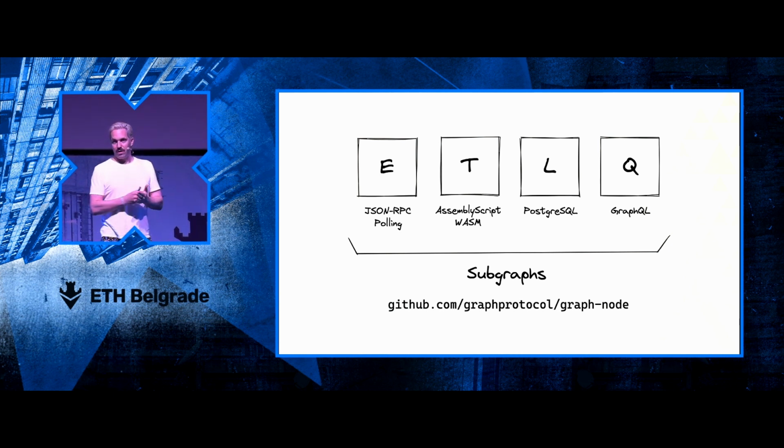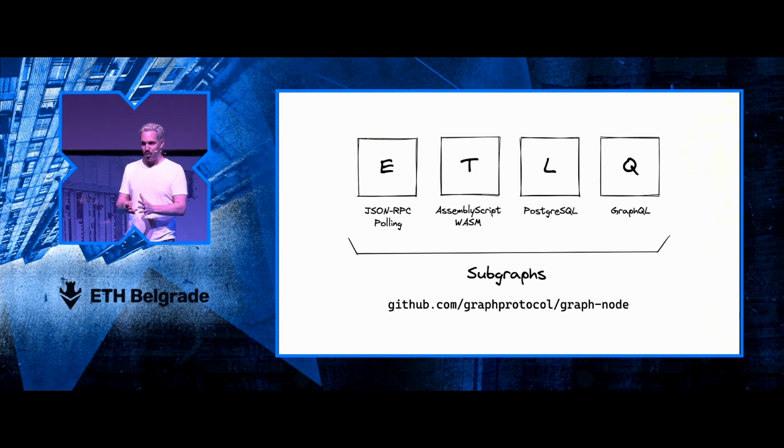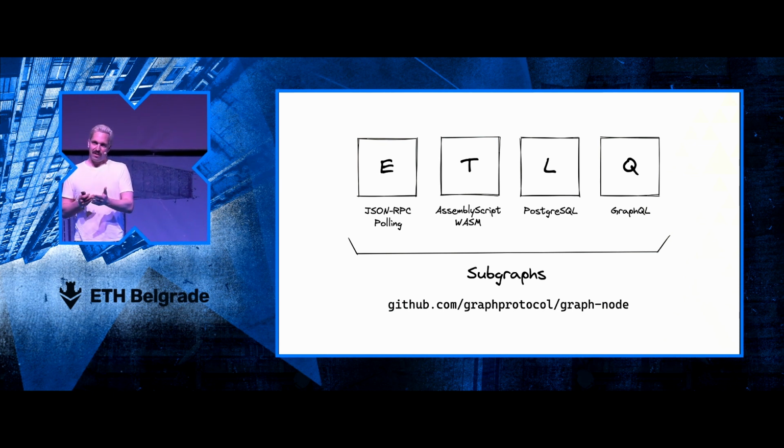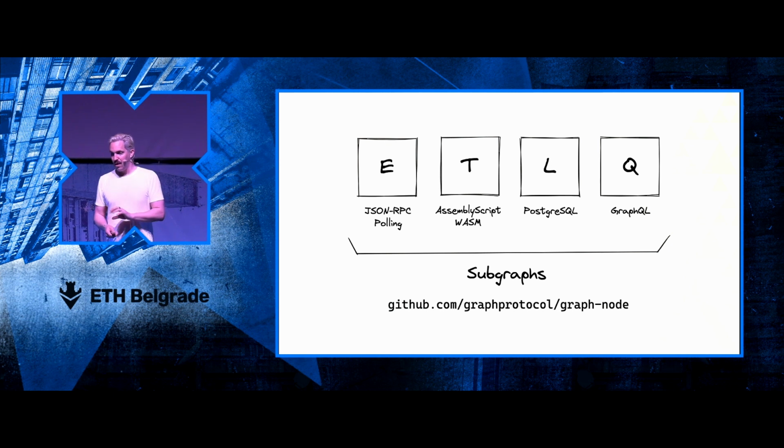Extract, currently it's made with JSON RPC. With polling. So JSON RPC is a very low-level protocol that is not especially made for fast data extraction. Then we have the AssemblyScript that compiles down to WebAssembly. We do the transform. So the data that's extracted is transformed in a way that we later can load it into the database. It's a Postgres database. And then finally query it with GraphQL. So this is how subgraphs currently work. And also a lot of other indexer tooling that is out there is usually the same ETLQ process.